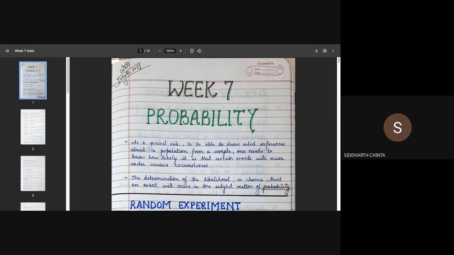So chances of an event occurring. Exactly. So what are the chances that a particular event is going to occur? So basically, it determines the likelihood or the chance that an event will occur.